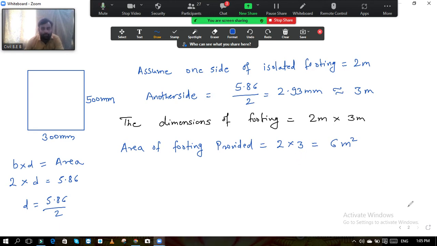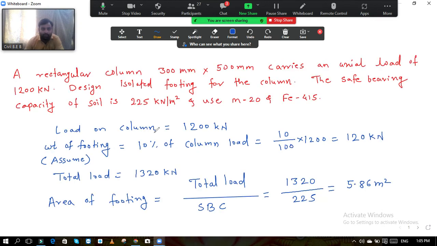Is it clear now? It is a very simple part. First we have taken the load, then we have assumed 10% of the self weight of the footing. We have calculated the total load. Then we found the area of the footing. The formula to calculate the area is total load upon SBC. We kept the values and got the area.